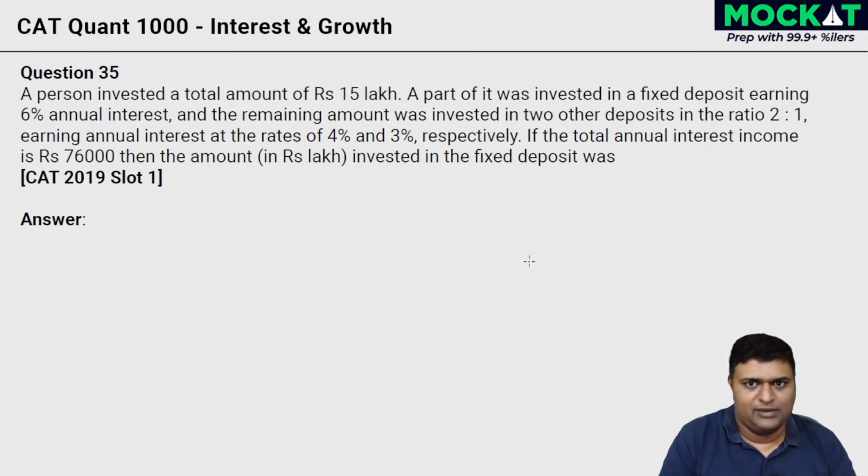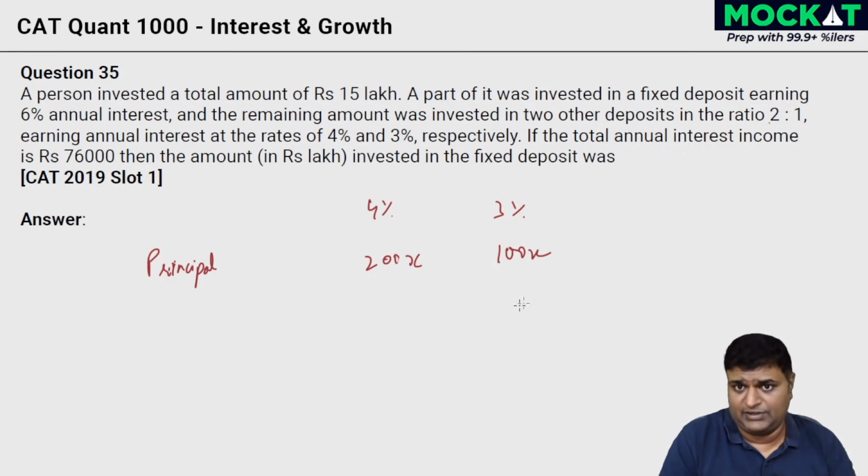Or if you're looking for variables and you want to try it and test it, foolproof approach, you can still do that. All right. So for these two, the 2:1 ratio at 4% and 3% over here, instead of taking x and 2x for the principal, I'm going to take 200x and 100x, and 15 lakhs is nothing but 1,500,000. Eventually it's all going to be in thousands. I'm ignoring the thousands part. I'm taking it as 200x and 100x.